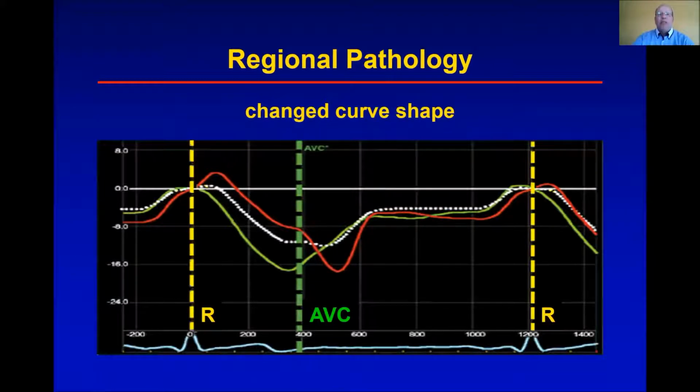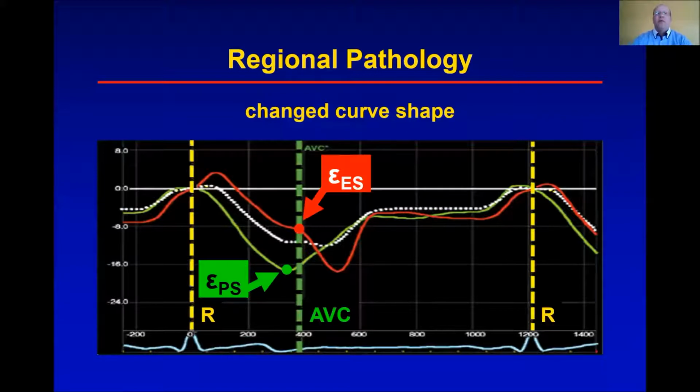When you compare these two curves, you see that the peak strain of both curves is the same. So peak strain would not distinguish a normal from an infarcted segment. So we have to look at something different. What we usually measure is the strain at peak systole. But we have to describe the red curve in a different way. We have to look, for example, at the strain at end systole, and we have to measure the strain after systole, so the post-systolic strain.